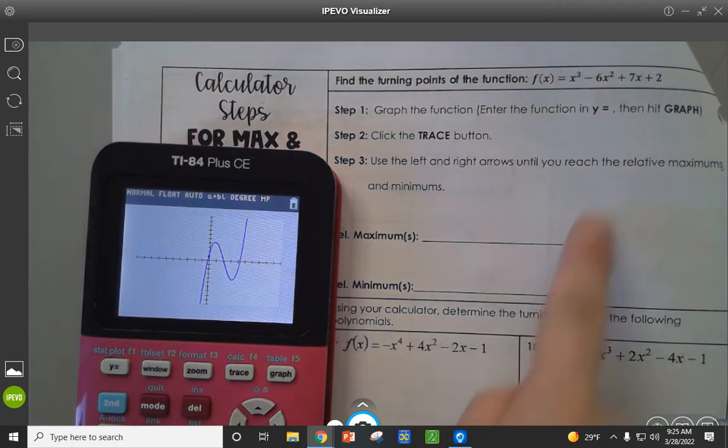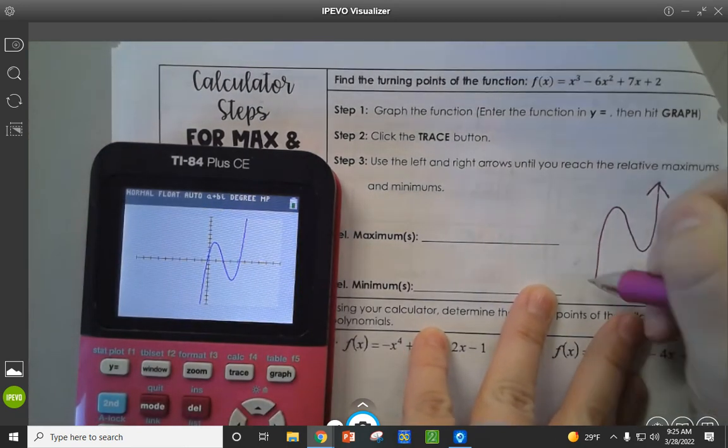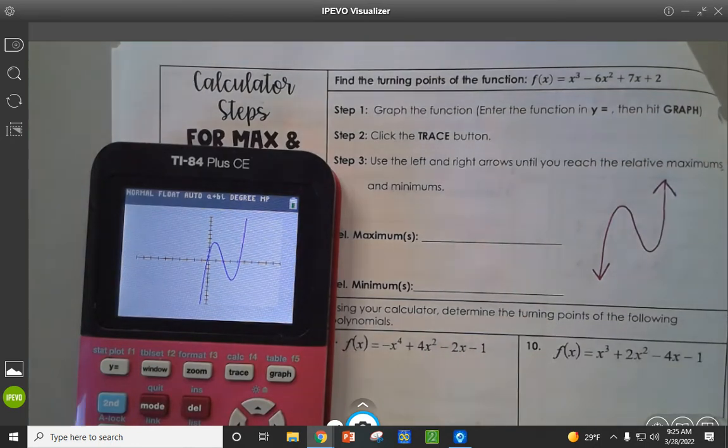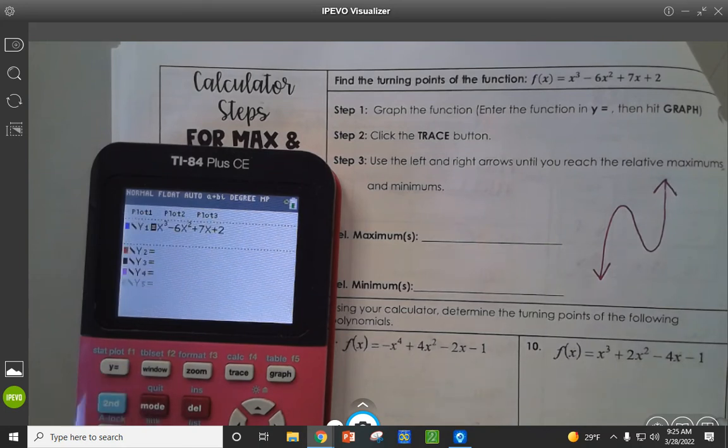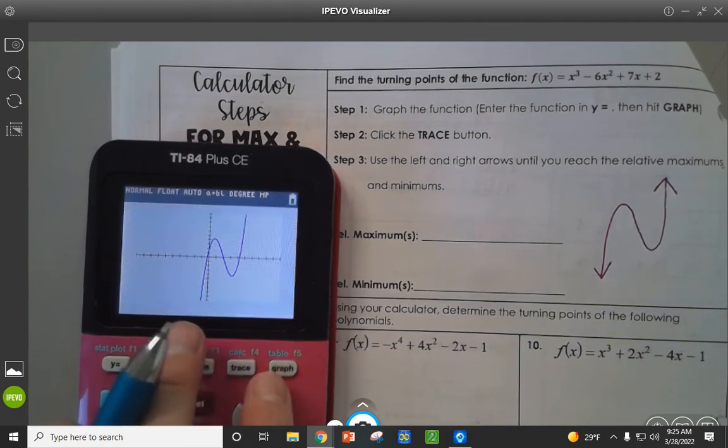All right, so I'm going to just sketch the shape of this, just like this. And go back to your y equals and see if there are other things typed into your y equals. Hit y equals, and if there's other things, there probably are because of what my advanced algebra 2 is doing. If you get one, just hit clear, go down and hit clear, if you've got more things going on there.